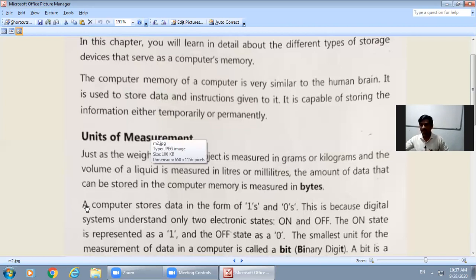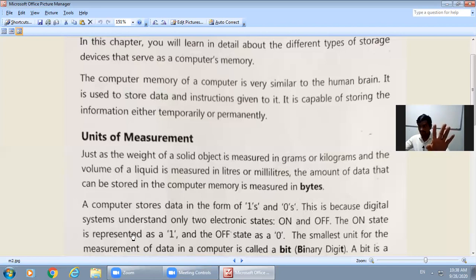See, a computer stores data in the form of ones and zeros. This is because a digital system understands only two electronic states, like our switch. You know, a switch is only off and on, same thing. Now the on state represents 1. When you switch on, that represents 1, and when you switch off, that represents 0, meaning no value.